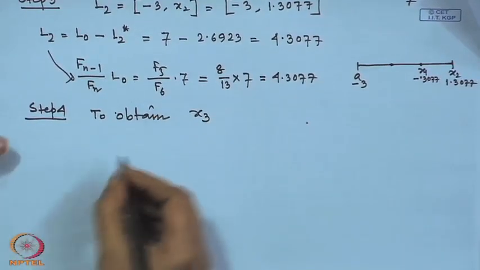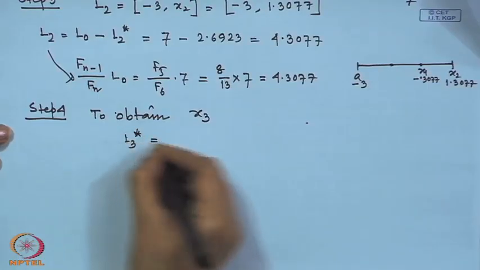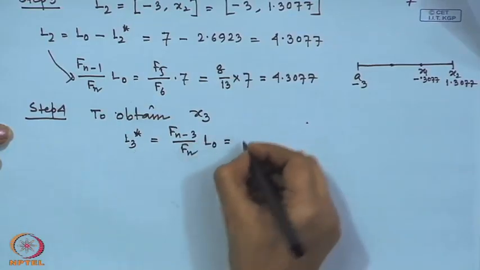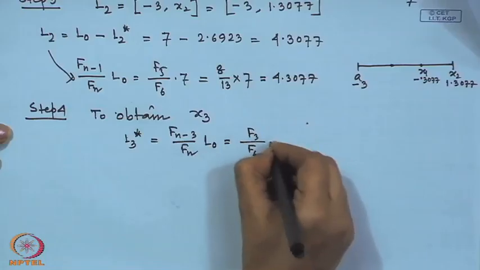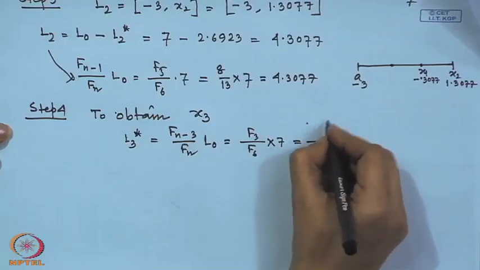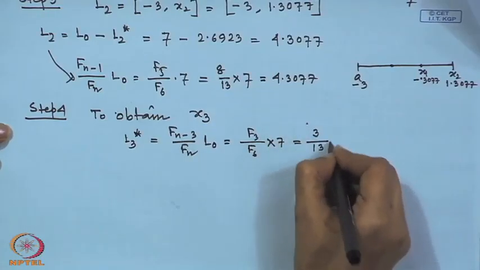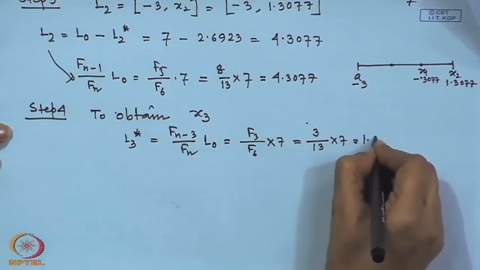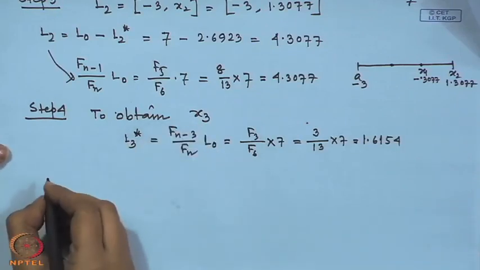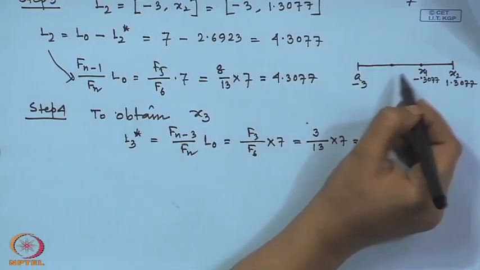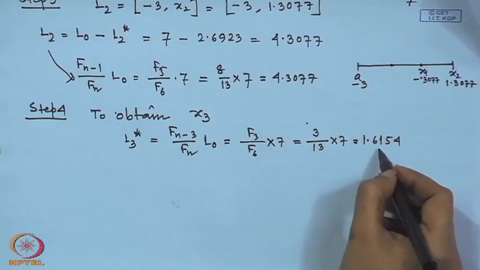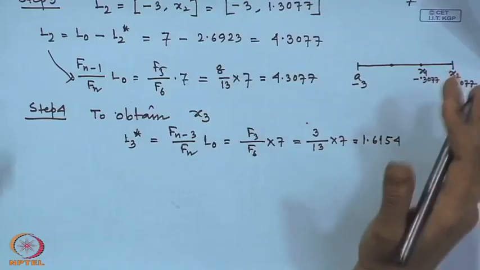For getting x3 again we need to generate L3 star as we have done before. L3 star is equal to Fn minus 3 divided by Fn L0. What is Fn minus 3? This is F6, this is F3, L0 is again 7 here, and F6 is equal to 13, and F3 is equal to 3. That is why 3 by 13 into 7, this value is coming 1.6154. Once we get this, we can select x3 in such a way that the current two experiments, that is x1 and x3, would be L3 star distance apart from both the ends of the given interval.